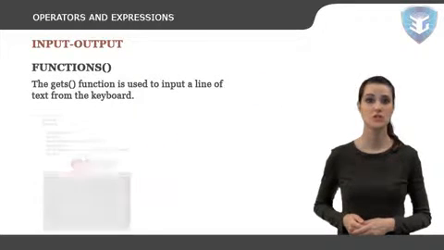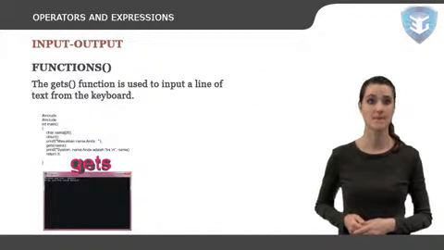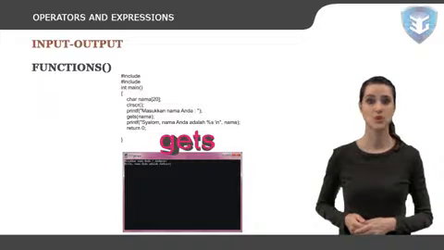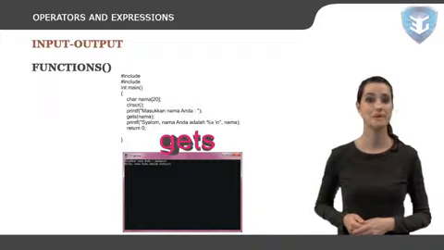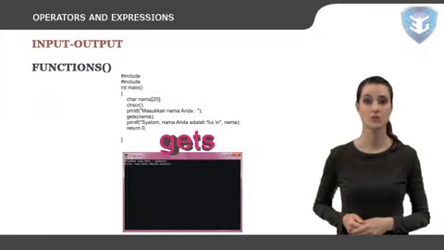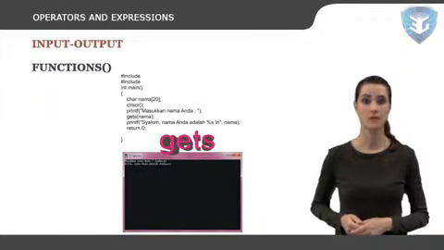The gets function is used to input a line of text from the keyboard. Because gets returns a pointer to the string, it can't be used as the argument to puts, which displays the string on screen. When run, this program inputs a line of text from the user and then immediately displays the string on screen.